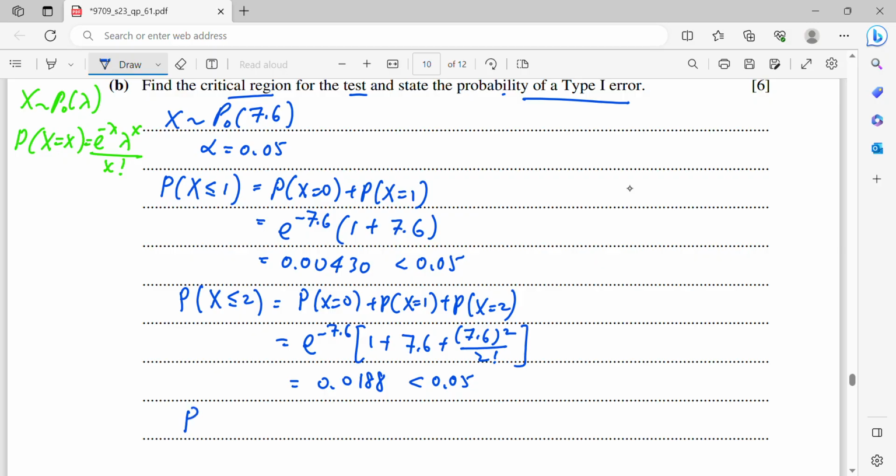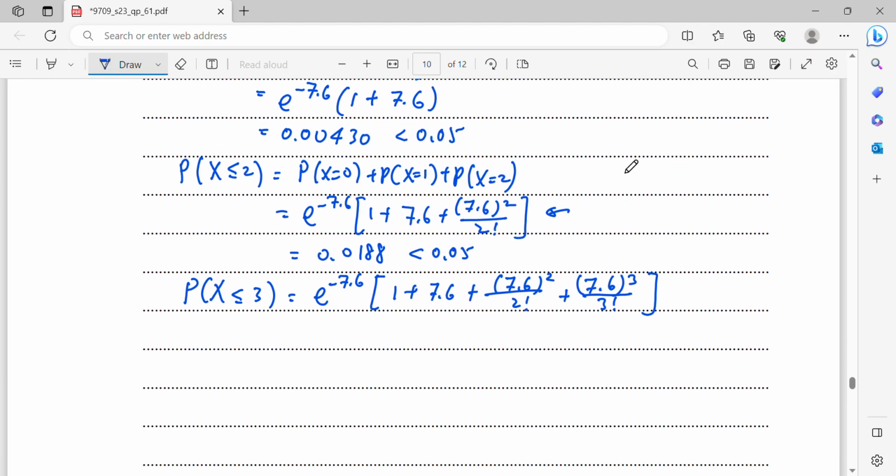So now I will proceed with P(X ≤ 3) to check whether we can accept up to x equals 3 or not. From the previous, you just add one more term. So it will be e to the negative 7.6 times 1 plus 7.6 plus 7.6 squared over 2 factorial plus 7.6 cubed over 3 factorial. From here, the answer is 0.0554. This is greater than 0.05.